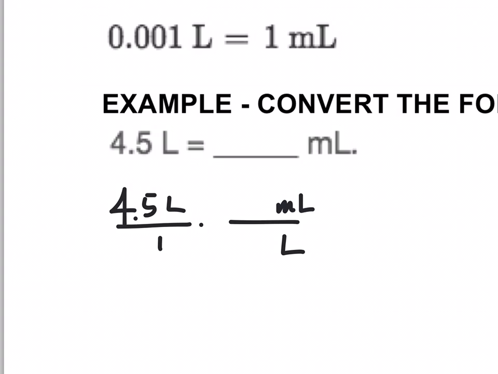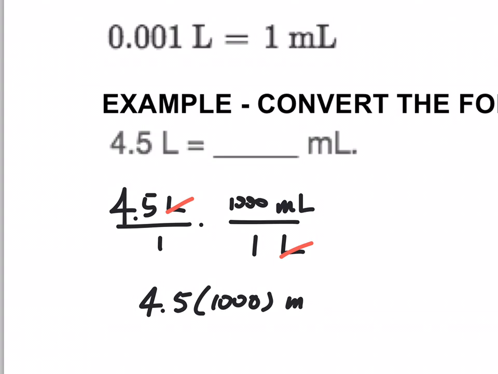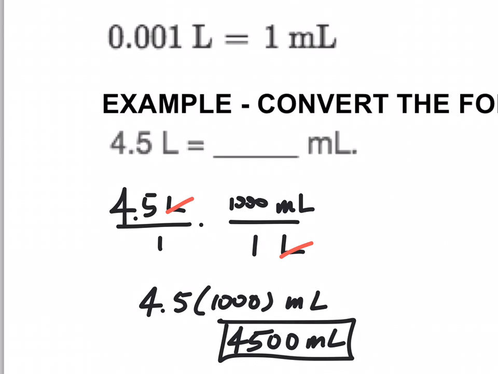So what I know is that if I have 1 liter, that means that I have 1,000 milliliters. My liters will divide out, and I'm left with 4.5 times 1,000 milliliters. And that's going to give me 4,500 milliliters. Okay, and that's what we've got. 4,500 milliliters, and that's it.